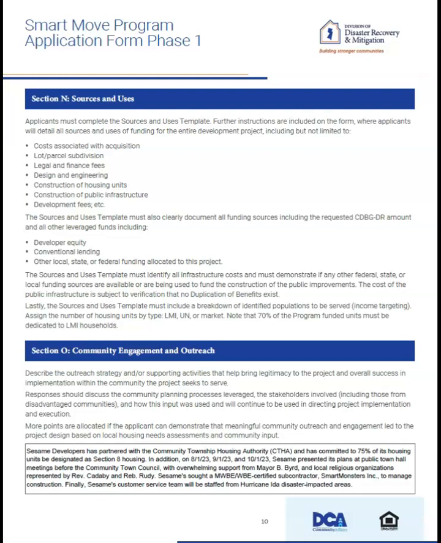Section O, Community Engagement and Outreach. Applications will be scored on their ability to demonstrate that meaningful community outreach and engagement led to project design based on local housing needs assessments and community input. To do so, you need to highlight the strategies or other activities that you employed that helped bring legitimacy to the project and overall success in the implementation within the community this project seeks to serve. What stakeholders were involved in the planning process, such as those from disadvantaged communities, community leaders, religious or nonprofit organizations, etc.